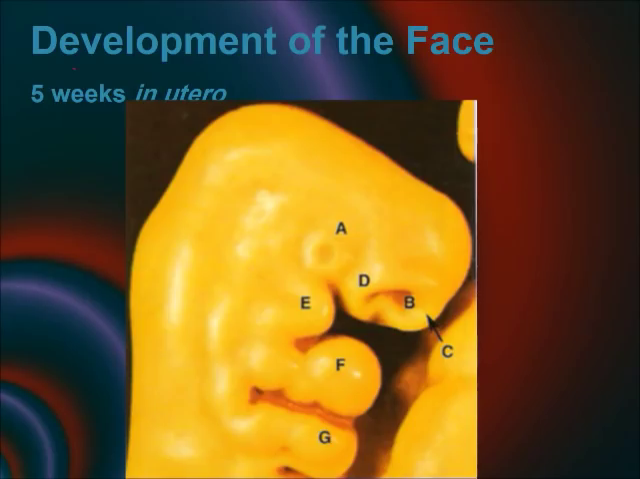At the 5th week of intrauterine life, what happens during this week? What are the structures you can identify? You can identify the maxillary process and the mandibular process from the first arch. This is the second arch, the hyoid arch, and this is the first groove. Here is the primitive mouth or the stomodium.